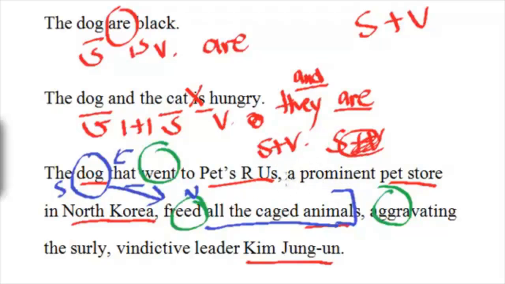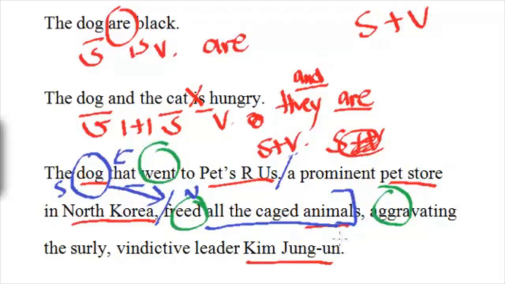They're kind of interchangeable, but in this case, the extra info, as I like to call it, is this part over here: a prominent pet store. You don't need this part. The main idea is freed all the caged animals. Aggravating the surly, vindictive leader Kim Jong-un. So what happened? This act of freeing the dog, whatever this dog did, aggravated this guy, right?